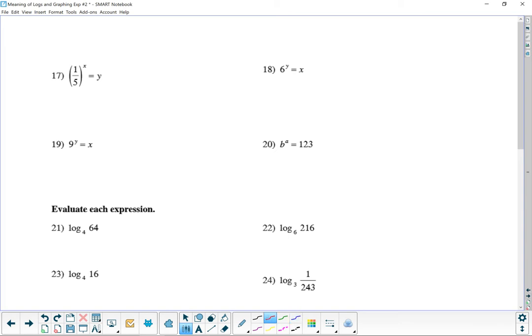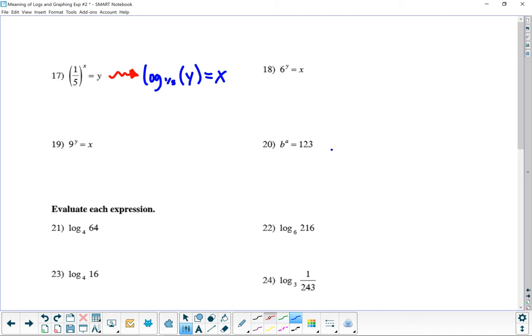Okay, 17, same instructions, so that's going to turn into log base 1/5. So very teeny tiny 1/5. I know 1/5 is already teeny tiny, but that's even a smaller number. And then this is going to be log of y, and it's going to be equal to x.